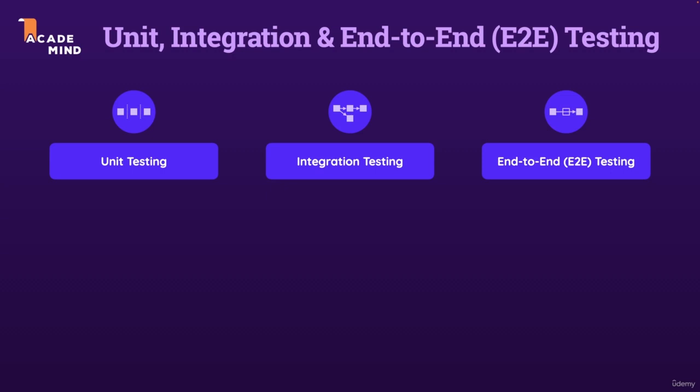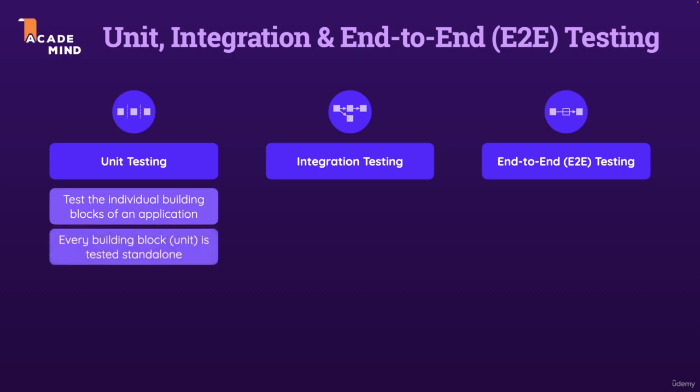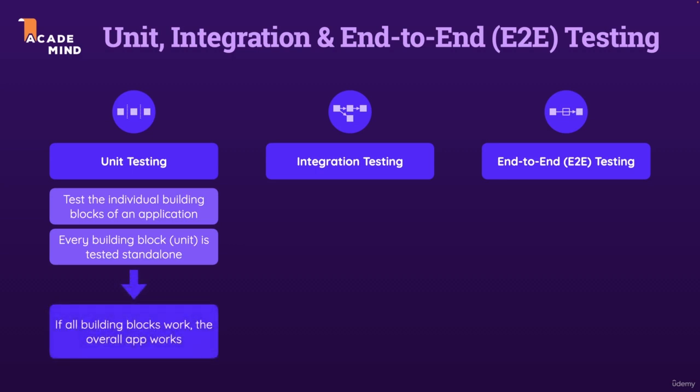We learned that it's about testing the individual building blocks, functions and classes that make up our application, and that all these building blocks are tested standalone. And the idea, as mentioned in the previous lecture, is that if our building blocks work, the entire application should work.